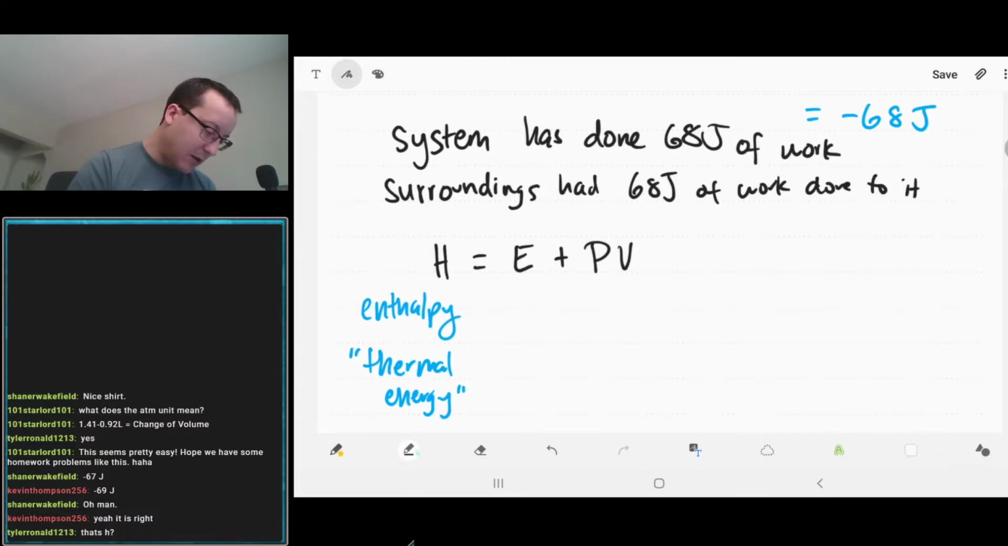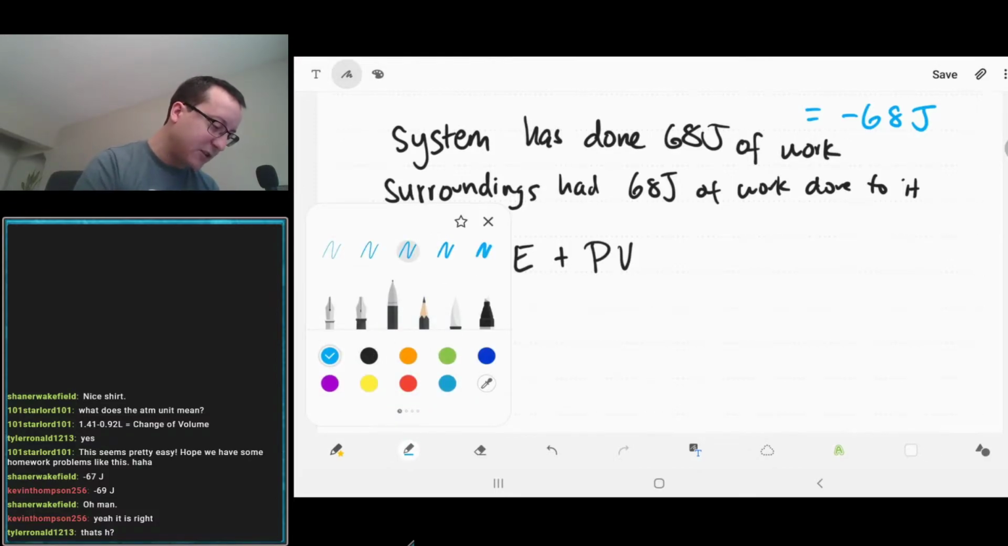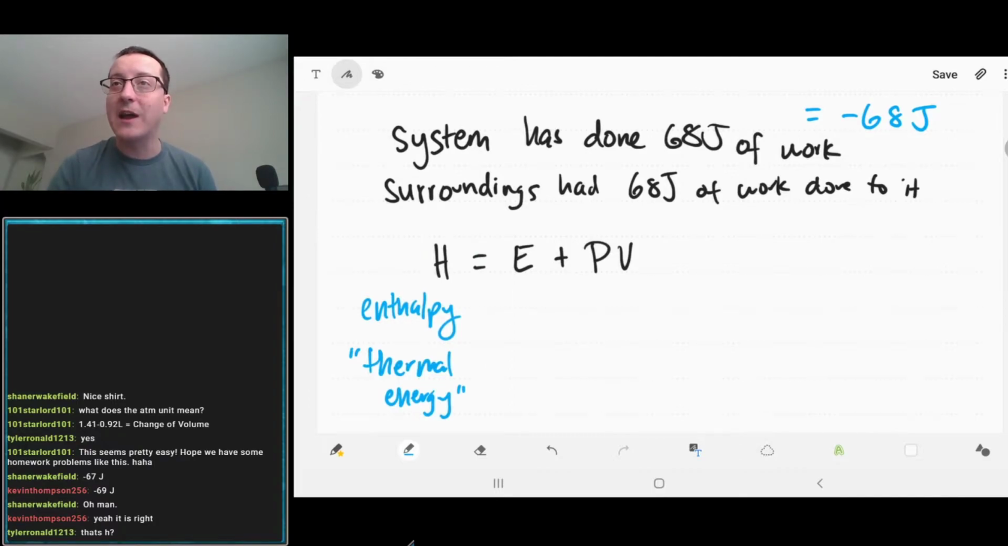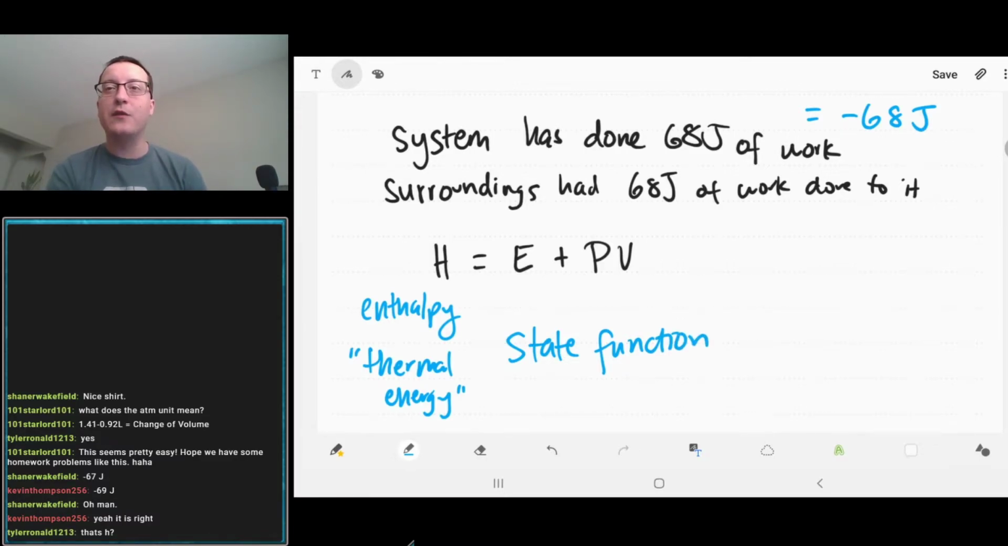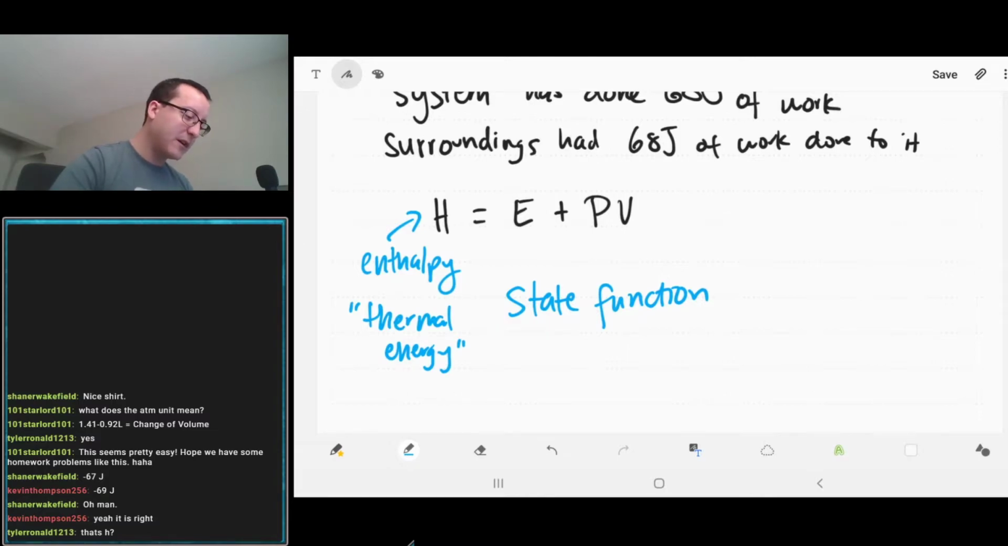Just so we all know, all these are state functions. Remember, state functions do not depend on what your pathway is. H, enthalpy, is also a state function. So it does not matter if our piston went up and down and up and down and finally went to its happy position, H, enthalpy, would always have the same amount of energy associated with it. Alrighty, this is going to be a fun one for us.